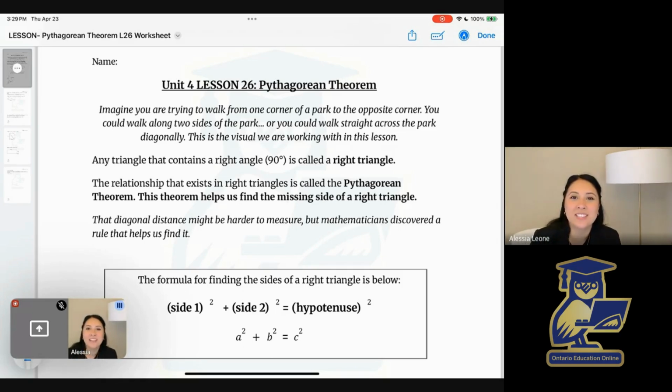Welcome everybody to lesson 26. We are going to be talking about the Pythagorean Theorem. So the Pythagorean Theorem is all about working with a triangle.